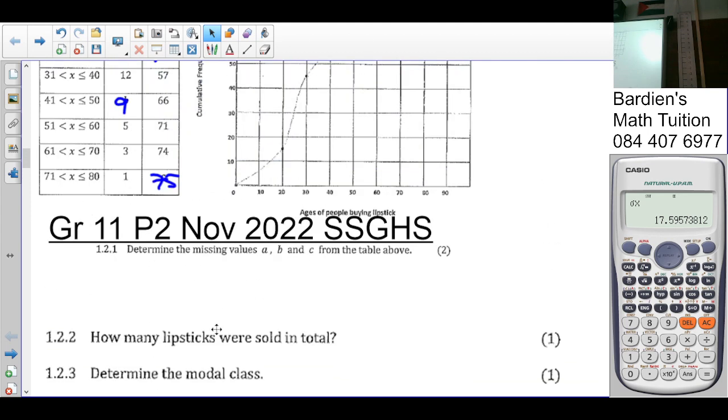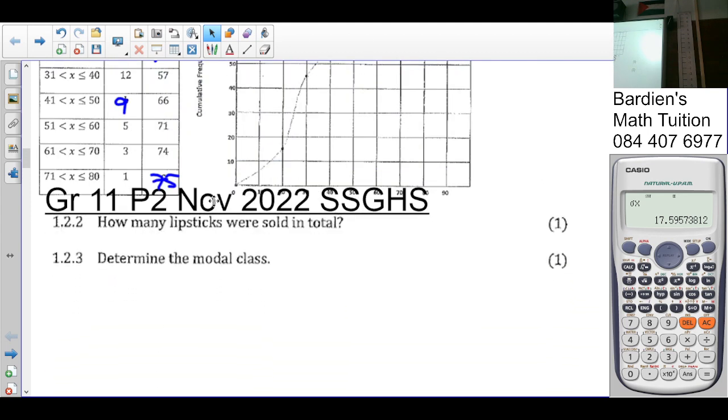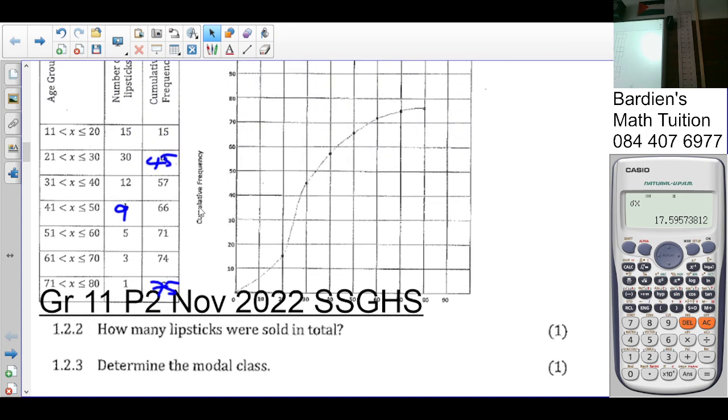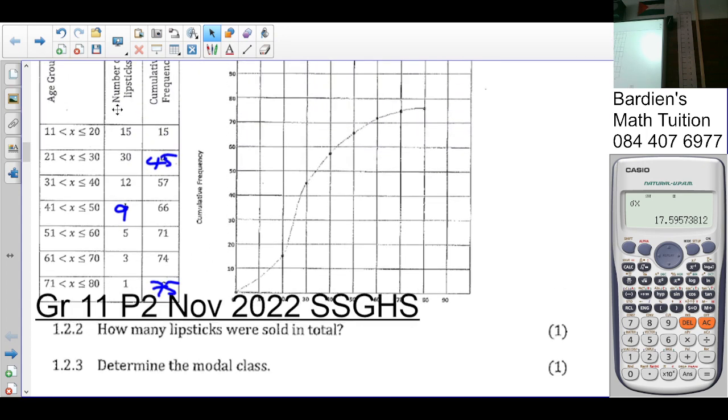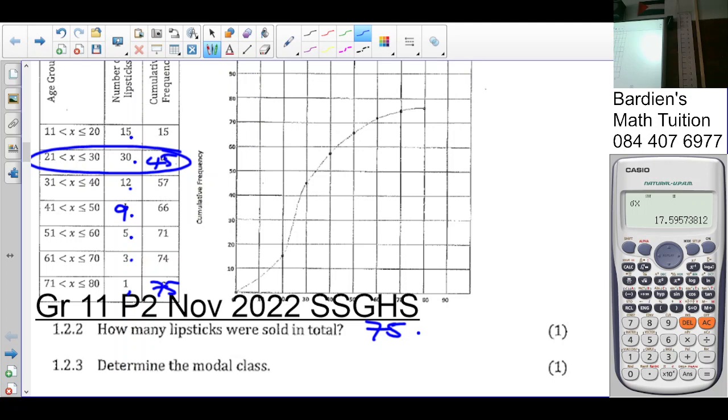The next question says, determine how many lipsticks were sold in total. So how many lipsticks are going to be sold in total? 75. So the answer is 75 lipsticks in total. Determine the modal class. Now the modal class is the class that has the most in. So if you look here, the frequencies are 15, 13, 12, 9, 5, 3, 1. So the one that has the most in is from 21: x is greater than 21 but less than or equal to 30. Okay.